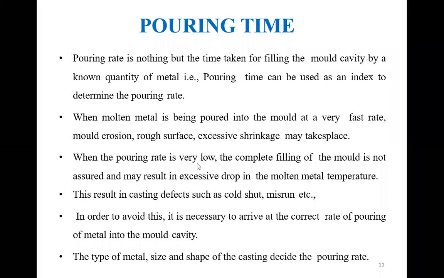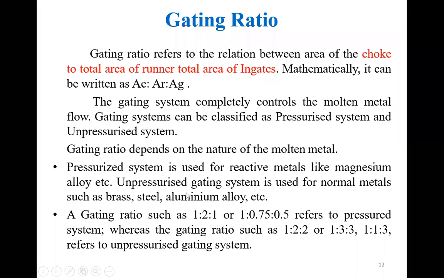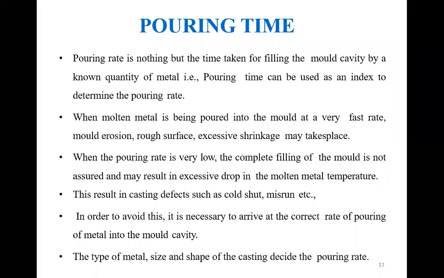What happens when a very low rate is taken? In order to avoid this, it is necessary to arrive at the correct rate of pouring of the metal, a medium quantity. The type of the metal, and the size and shape of the casting, besides the pouring rate, totally decide the type of mold cavity. It depends on these only, and the pouring time is decided accordingly.